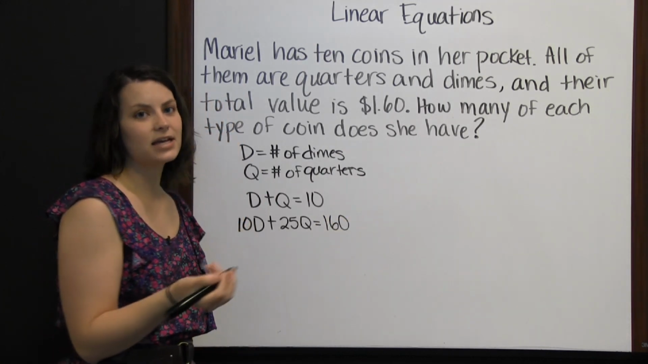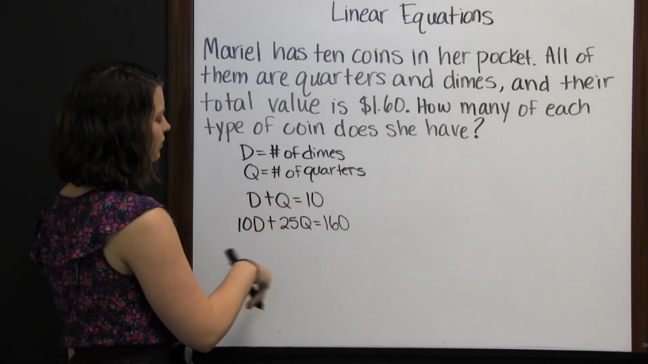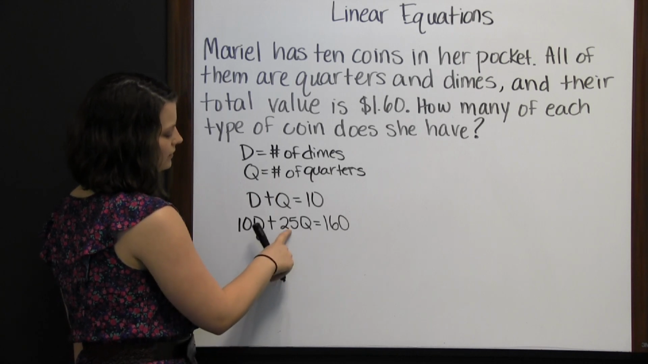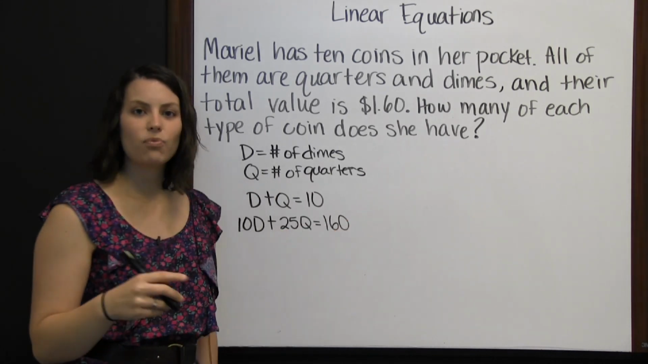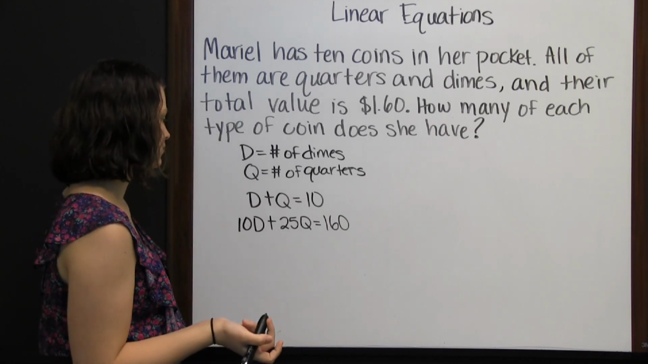We've eliminated the decimal, so we just move the decimal over 2 times to the right for all of our numbers. So instead of 10 cents, we have 10. Instead of 25 cents, we have 25. And instead of $1.60, we have 160. But you could leave the decimals in there if you wanted to.